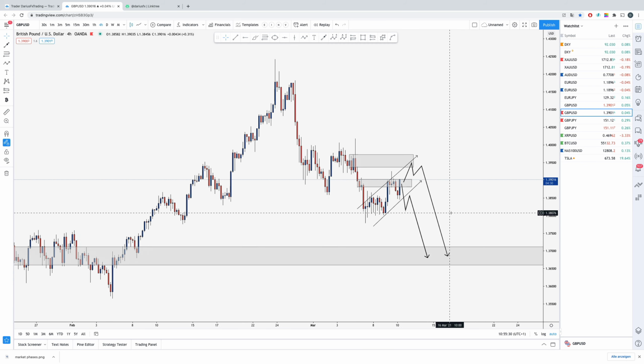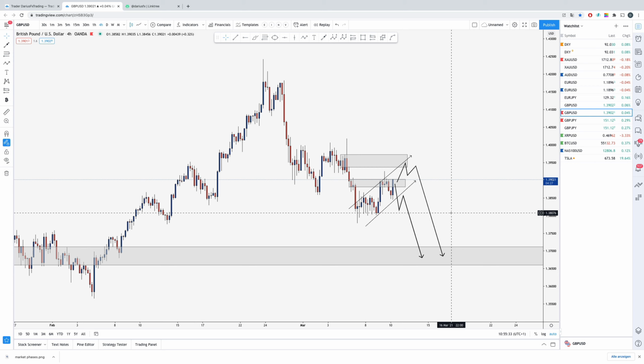But yeah, guys, that was my full breakdown analysis for the GBPUSD. It was a little bit different, of course, because of the market phases.